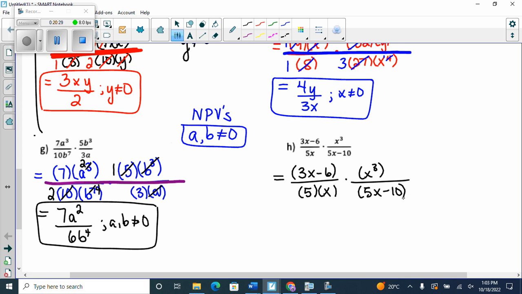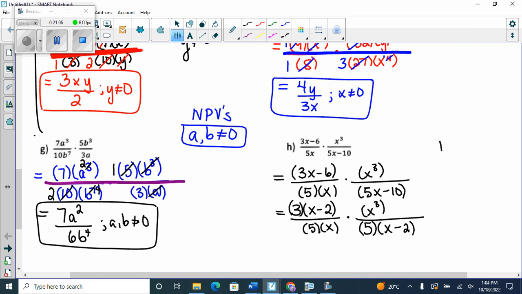What can you do? Yeah, you can take out a GCF of 3, the greatest common factor. So we can take a 3 out, and we're left with x minus 2. And the 3 goes in its own bracket, over 5 and x. X cubed stays x cubed. What can I take out of the denominator, the binomial? 5x minus 10. 5. And then I'm left with x minus 2.